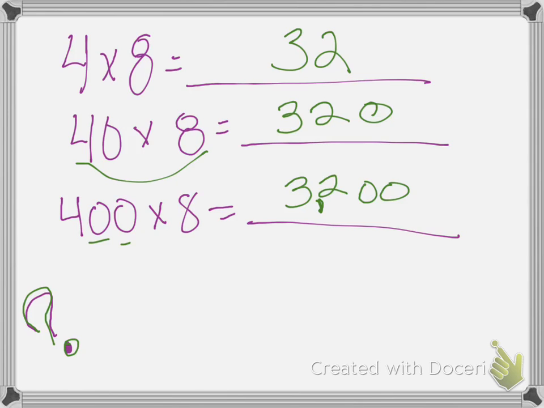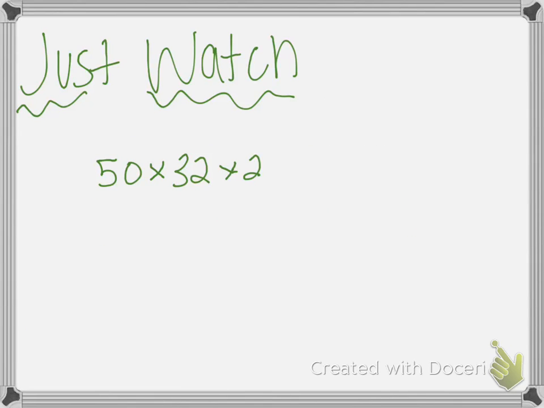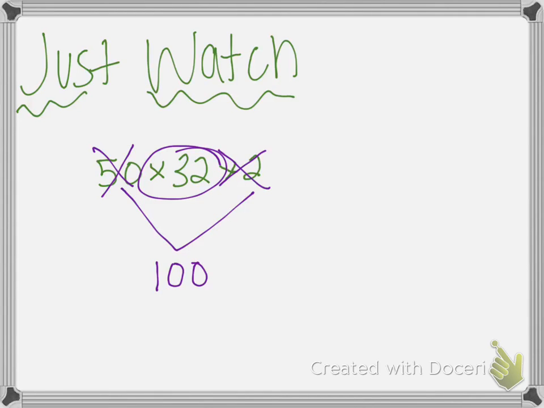Comma is our placeholder. So I don't want you to write this one, but I just want you to watch and listen to my reasoning. So if I have these 3 numbers, how is it easy to do mental math? So in my head, I think, what is easiest? Well, I think that 50 times 2 is easy because that gives me 100. So I still have this 32 to work with. I'm done with the 50 and I'm done with the 2. So now I have 100 times 32.